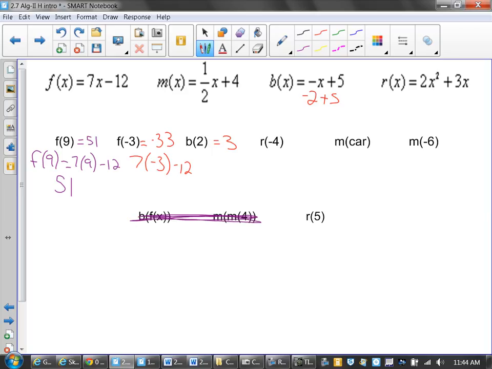r of negative 4. r of negative 4. Which one do you use? r. Which means you have 2 times negative 4 squared plus 3 times negative 4. Which means you have to be smarter than your calculator. 20. Good.